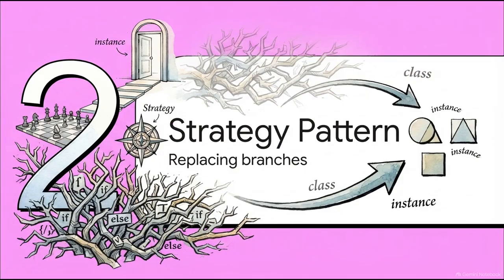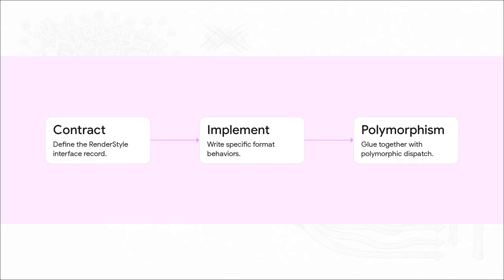Which brings us to section 2, the strategy pattern solution. Here is our 3-step roadmap to rescue this code and move from a fragile, hard-coded mess to a beautifully flexible system. Step 1. Define a strict contract, which we'll call our interface. Step 2. Implement the specific behaviors for each ebook format. And Step 3. Glue it all together so it executes seamlessly.